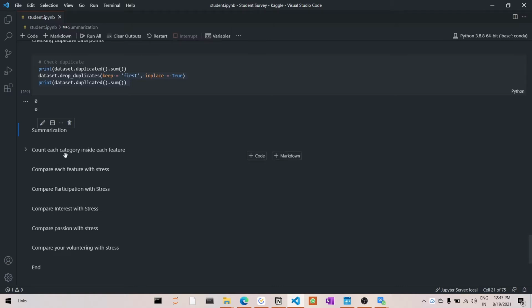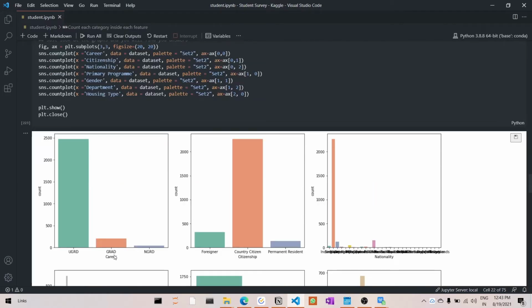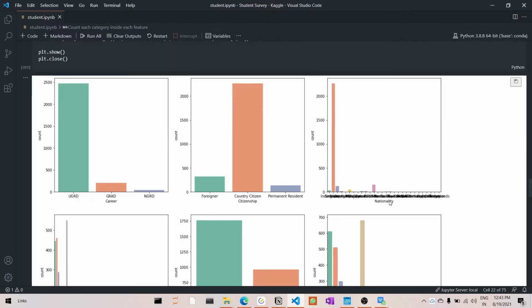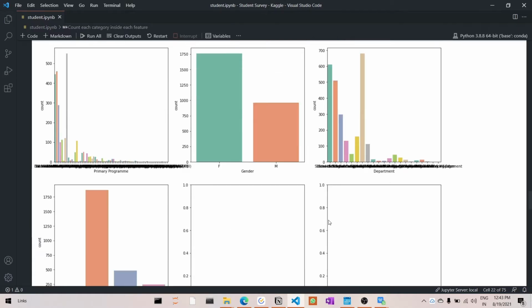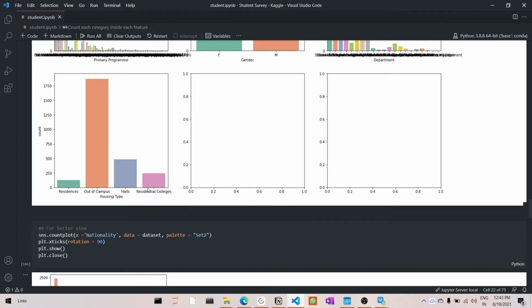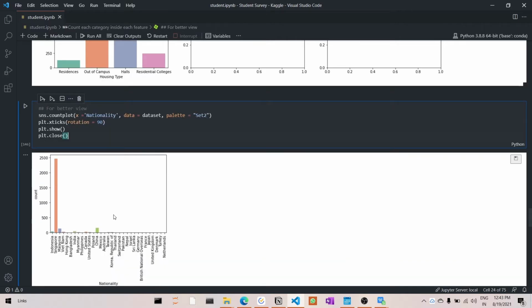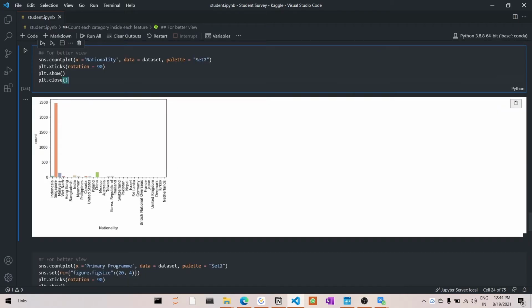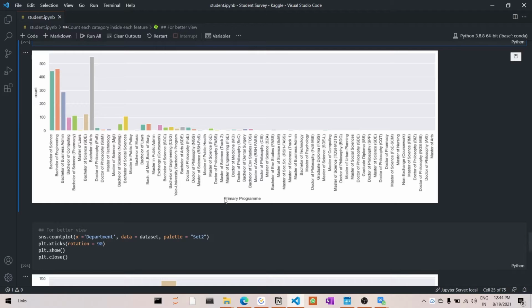First we are going to count each category inside each feature. Using the count plot under Seaborn, you can clearly see the career has 3 different categories. Then we can see citizenship, then nationality, then primary program, gender, department, then housing type. This view is a little bit disturbing, so let's try to get it in a better format. Here you can see there are different nationalities present. Mostly Singapore is present.